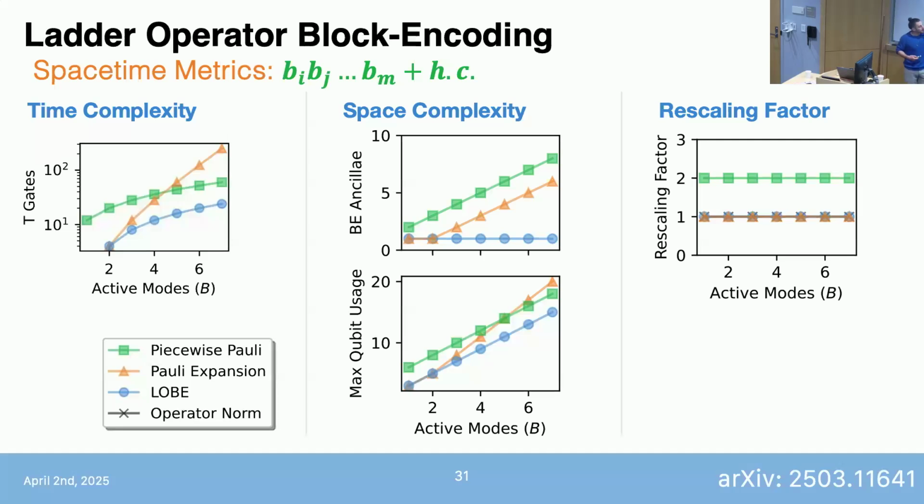That linear scaling matches this piecewise Pauli, which is doing each ladder operator individually and then joining those block encodings together. But LOBE, which is our framework, is much lower in terms of space. We use only a single block encoding ancilla, whereas the other methods grow linearly with the number of modes. We use the fewest number of qubits. And then in terms of rescaling factor, both LOBE and this Pauli expansion method match the L2 norm of this matrix, which, to my knowledge, is optimal, but we haven't proven that it's optimal. And then this piecewise Pauli, which is conjoining these block encodings together, has a rescaling factor of 2.